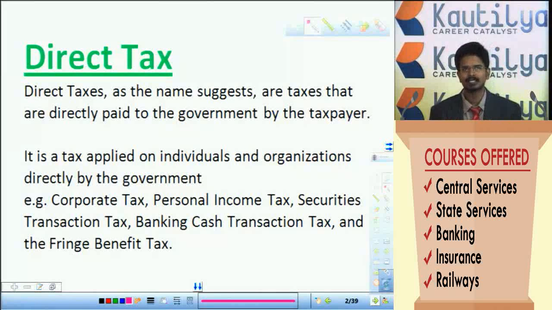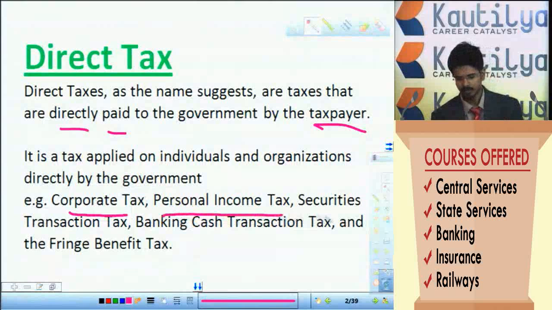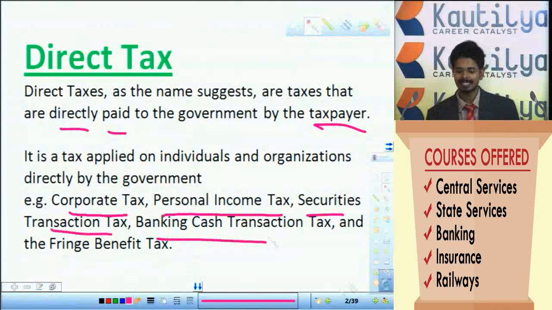Now let us look into direct taxes. What exactly are direct taxes? Direct taxes, as the name suggests, are the taxes that are directly paid to the government by the taxpayer. Here you see, you pay your personal income tax. As a citizen of this country, you are directly paying to the government of India or the tax department. In the same way, the corporate tax, the securities transaction tax, the banking cash transaction tax, these are kinds of direct taxes, some of the examples of direct taxes which are also visible on your screen, which are paid directly to the government or the tax administration system.